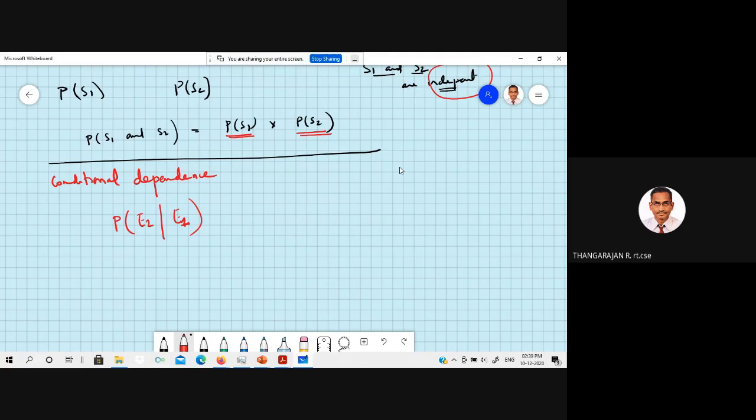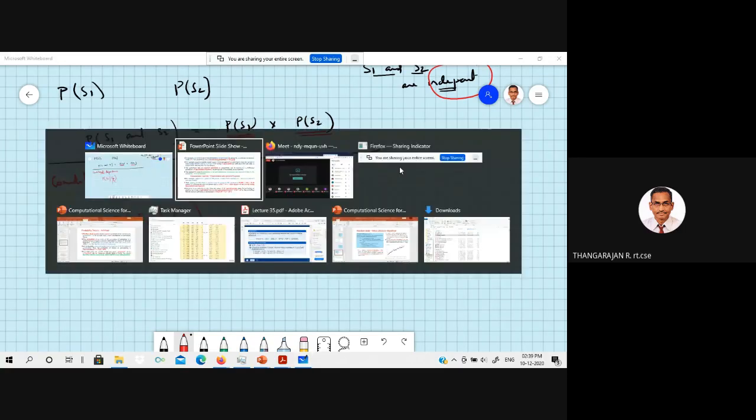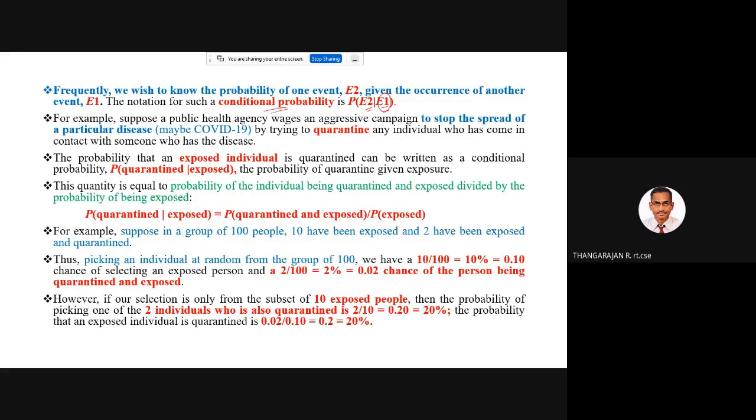That is a condition: what is the probability that E2 will occur, given that E1 is known? Okay, in that case, what is the probability of E2? So that is the conditional dependence. Now, this conditional dependence leads to what we call the joint distribution. We'll talk about joint distribution later. We'll come to that.